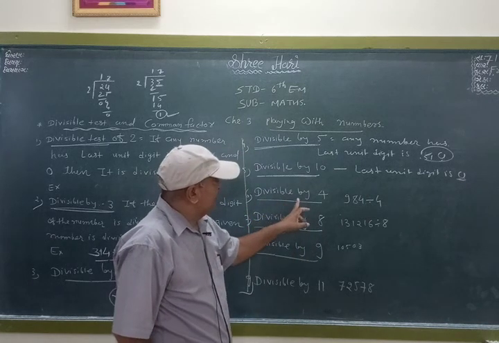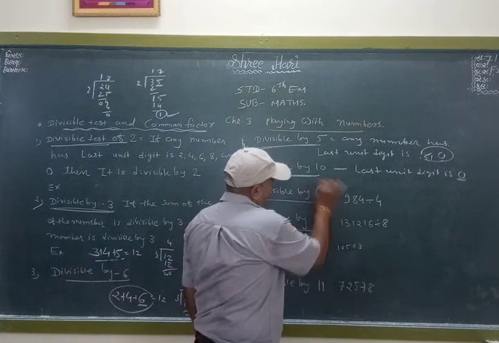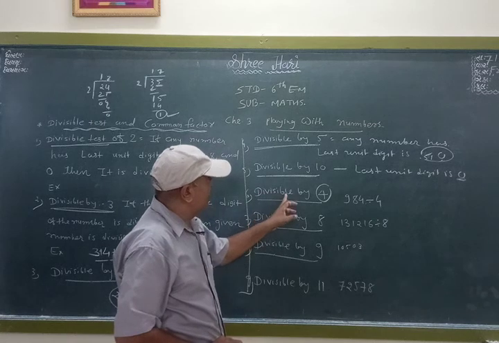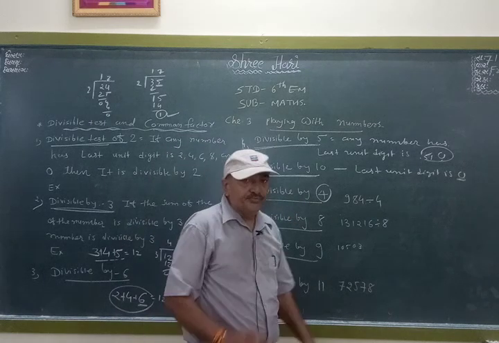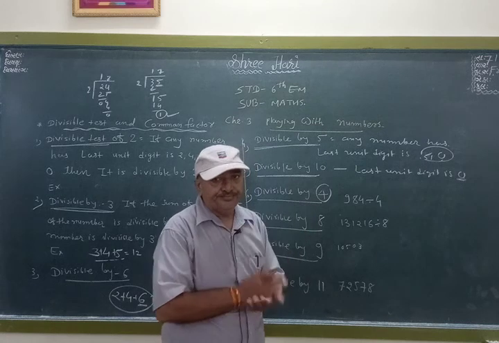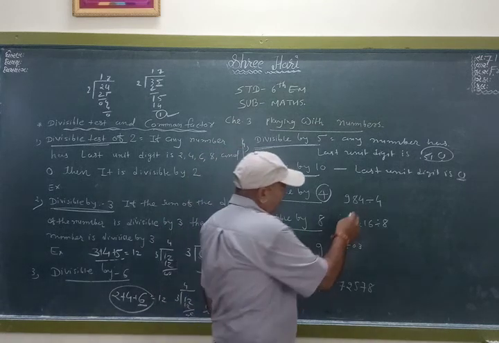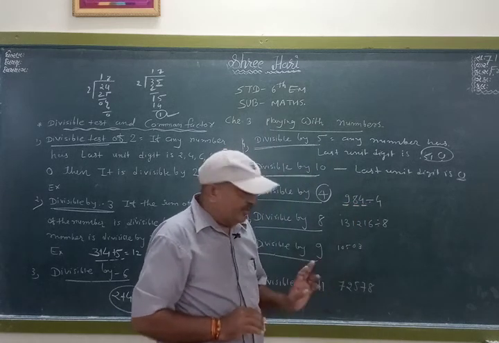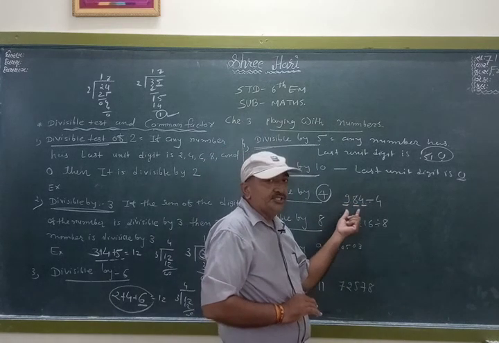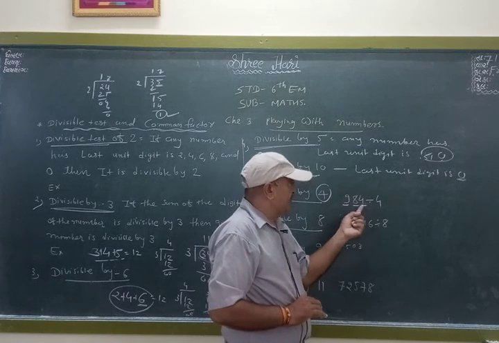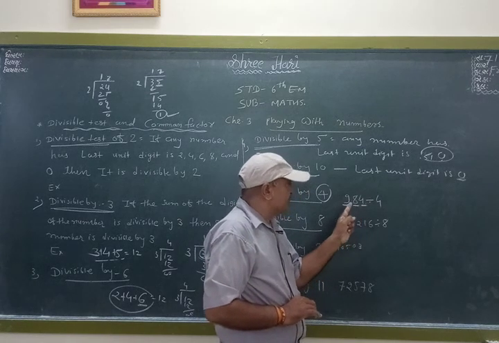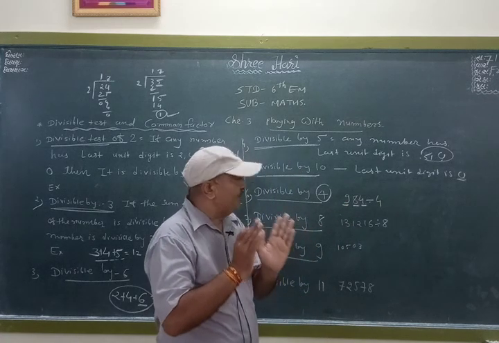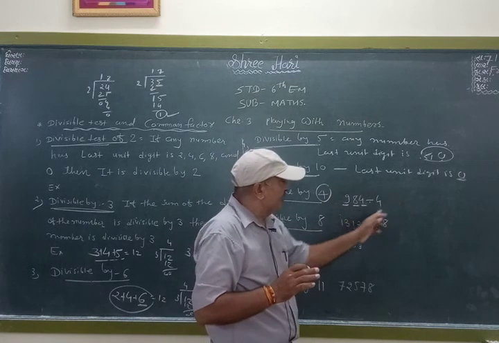Divisibility test of 4. Now, what is the divisibility test of 4? Take the last 3 digits: unit, tens and hundred. If these 3 place numbers, the last 3 digits, are divisible by 4, then we can divide the whole number by 4.